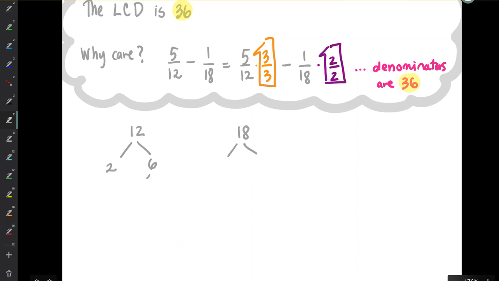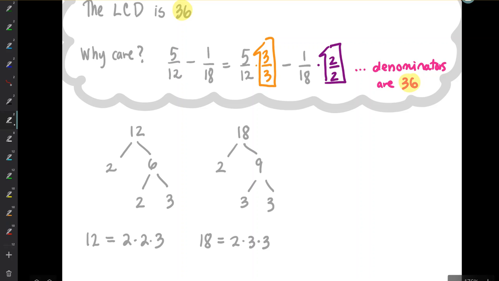12 is 2 times 6, and 6 is 2 times 3. So when we factor 12 completely, 12 is 2 times 2 times 3. 18 is 2 times 9, and 9 is 3 times 3. So when we factor 18 completely, it's 2 times 3 times 3. Looking at these, I see that they both already have 2 as a factor and 3 as a factor. I don't need to double count that.